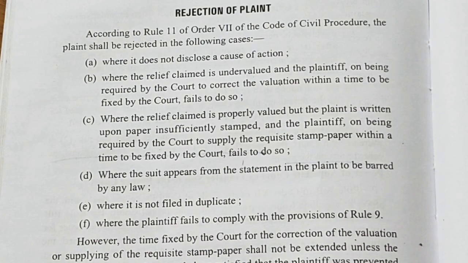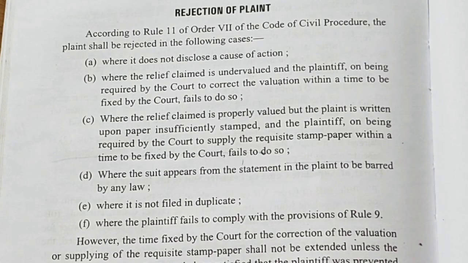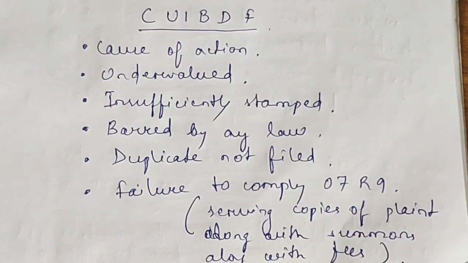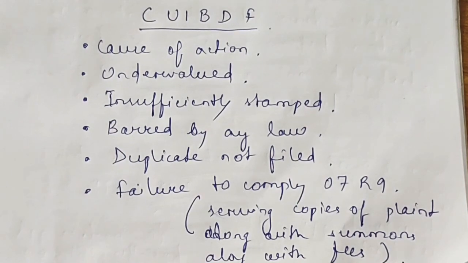The fourth one, where the suit appears from the statement in the plaint to be barred by any law. Next, where it is not filed in duplicate. Lastly, where the plaintiff fails to comply with the provisions of Rule 9. So now let's learn or remember these 6 points in a short method.